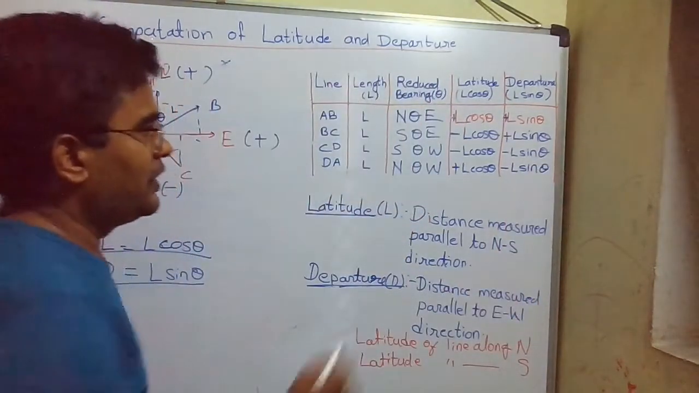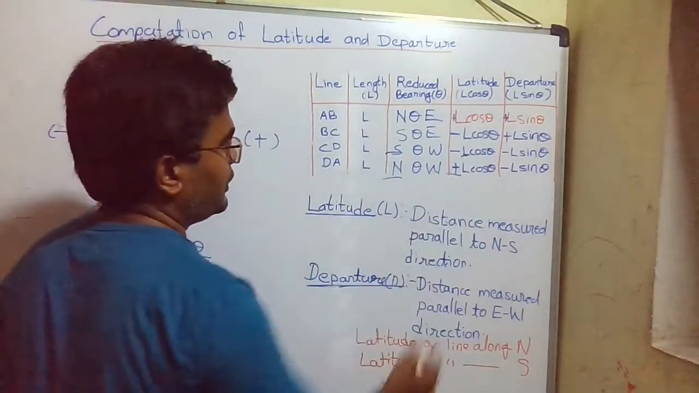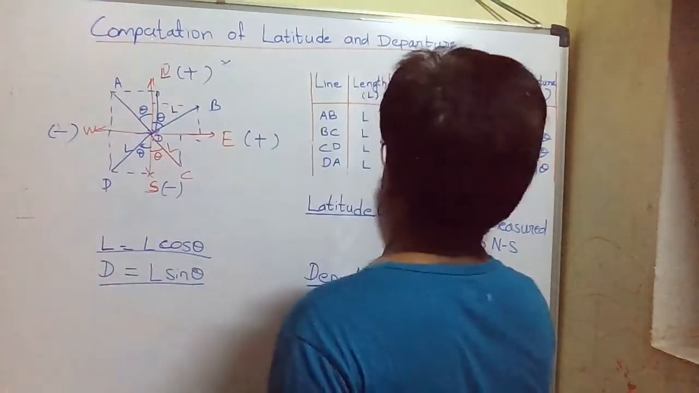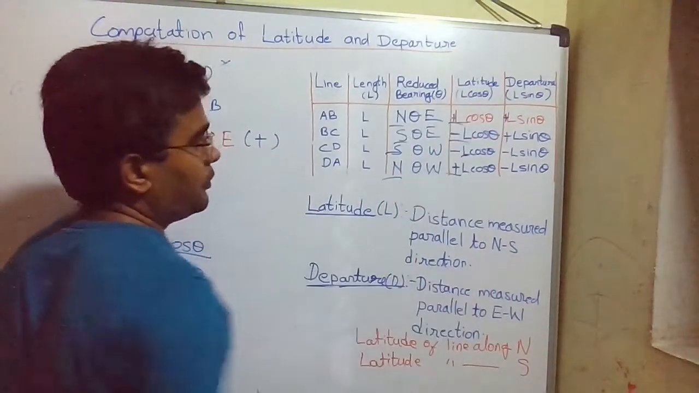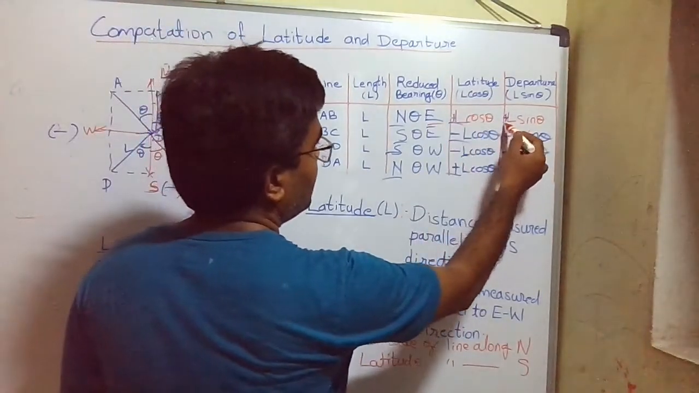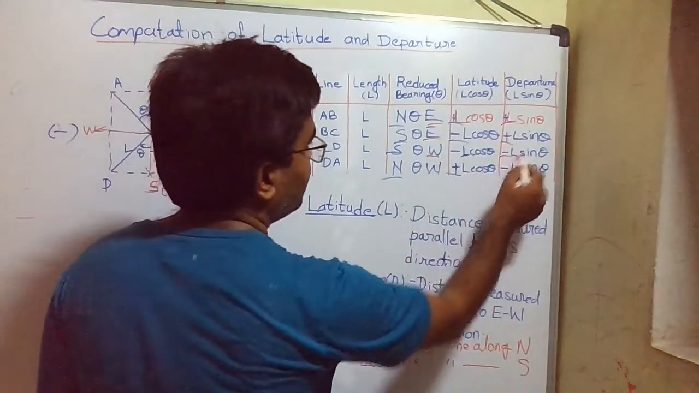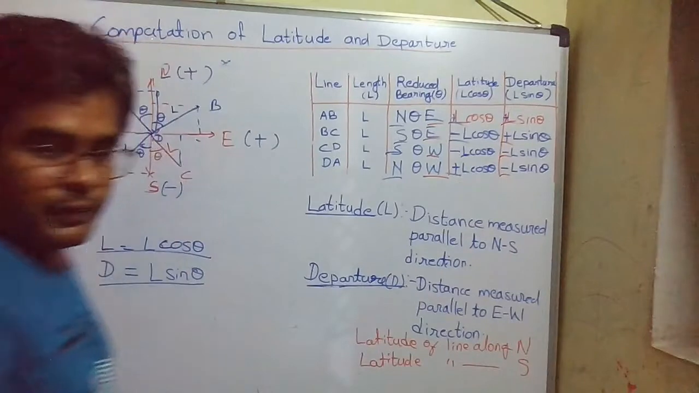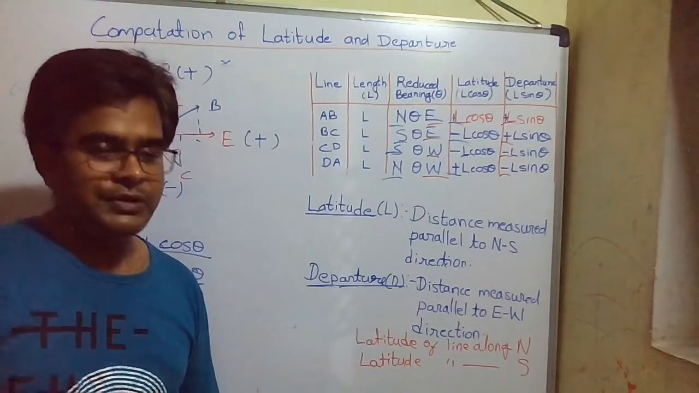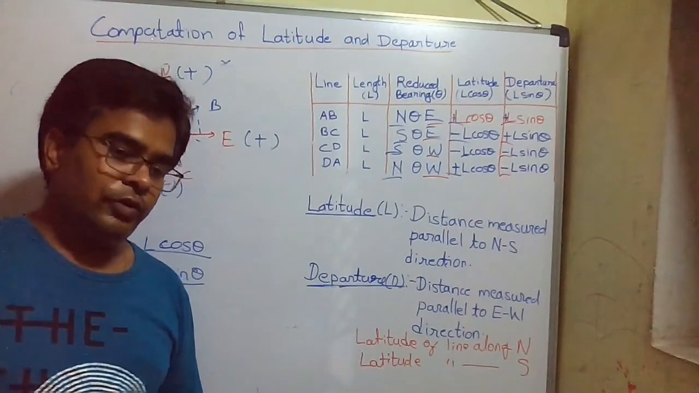Here simply see, if it is north, latitude is positive. If it is south, latitude is negative. Okay, now here it is east, so departure is positive. If it is west, departure is negative. So departure along west is negative and departure along east is positive. Latitude along north is positive and latitude along south is negative.